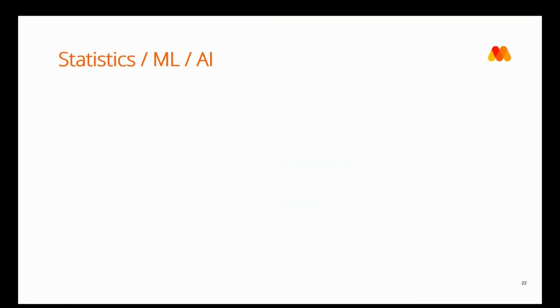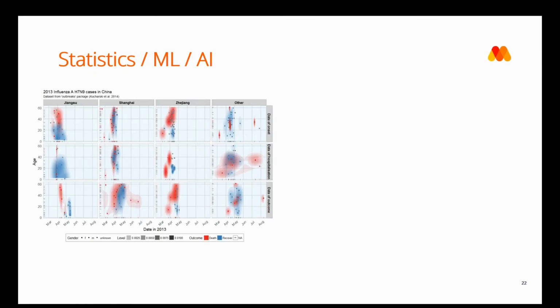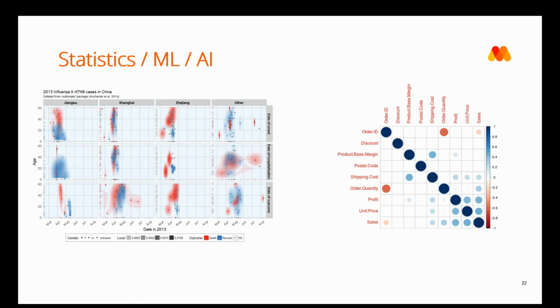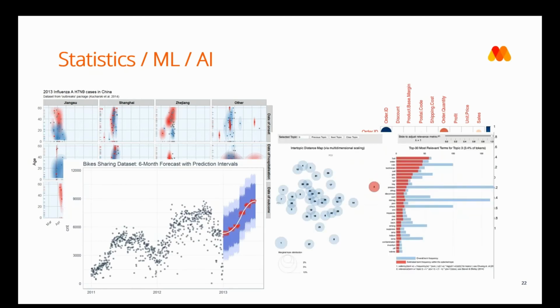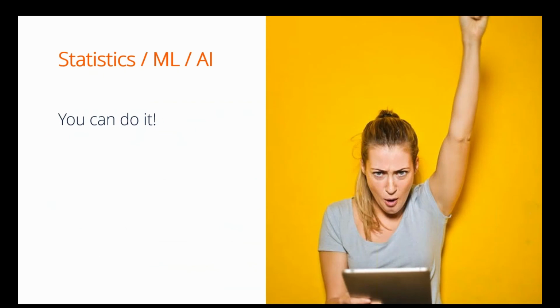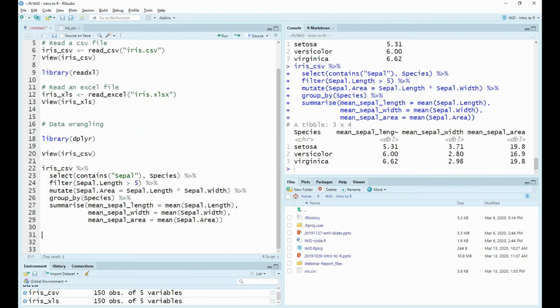So next thing you can do in R is statistics, machine learning, and AI. Now, machine learning and AI is probably slightly too advanced for an intro to R course, but it is absolutely possible. Along with visualizations, here we've got some pretty cool visualizations of different statistical analyses that have been performed. So here we've got some correlation plots, time series data, bar charts, you name it. You can do all of this within R. I'm going to give you a really light example here of what you can do.